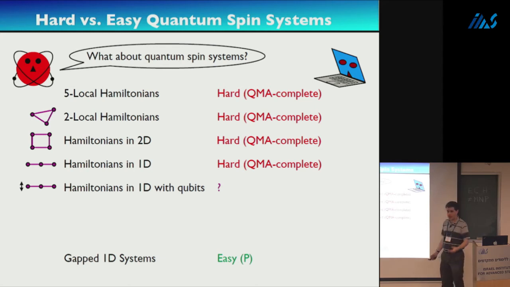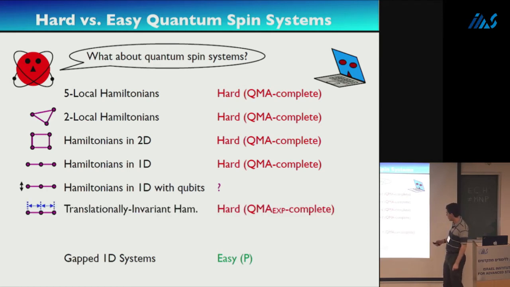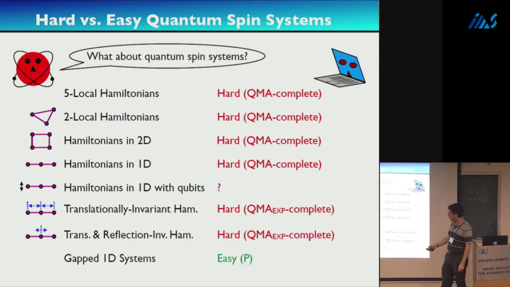But we can also ask the same question as we did in 2D. What happens if we look at translationally invariant problems? So translationally invariant 1D Hamiltonians are still hard. So again, we have this problem with the encoding. So we have to go from QMA to QMAEXP. It's kind of the same relationship. And so these translation invariant Hamiltonians are QMAEXP complete. And we can even add an additional symmetry and say, let's furthermore have reflection invariance. So the interaction between left and right is the same as the interaction between right and left particles. And in that case, it's still hard.